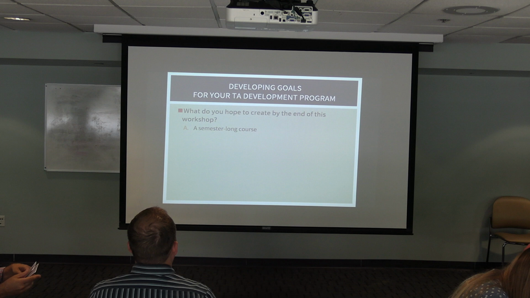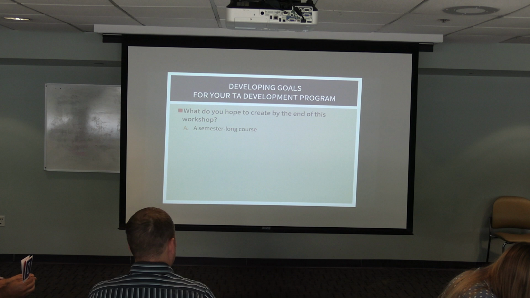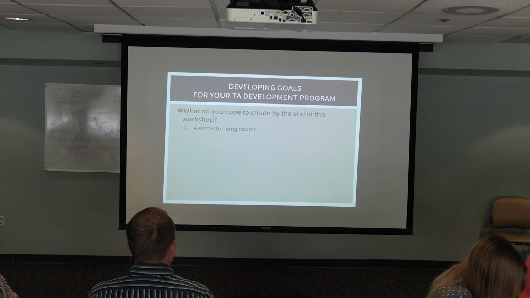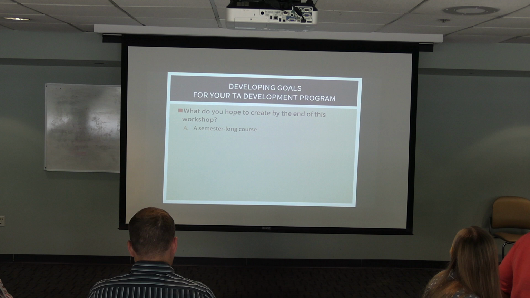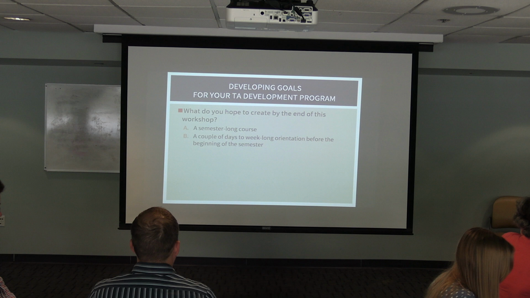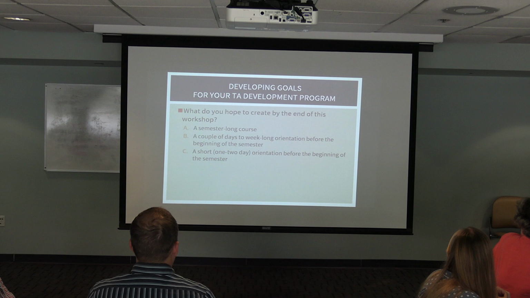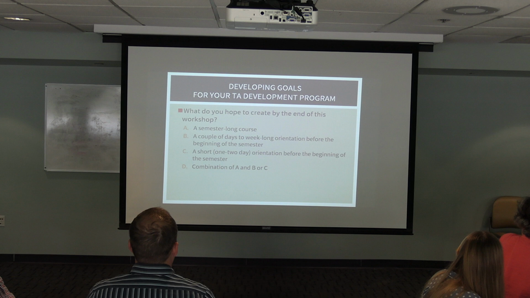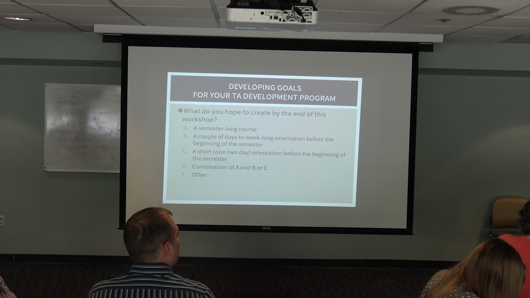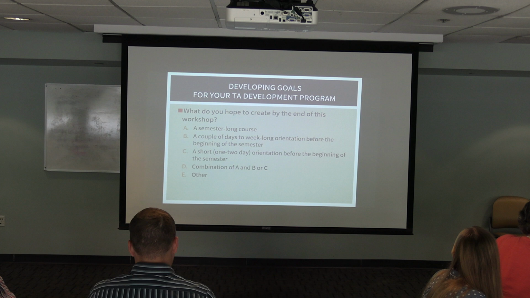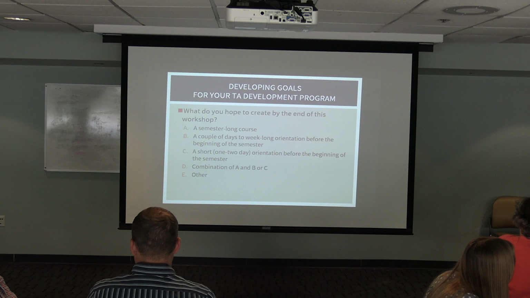I'm going to put the question up and give you a minute to think about it, and then I'll say 1, 2, 3, and we'll vote by holding up what we want to show. A is a semester-long course for our GTAs. B is a couple of days to a week-long orientation before the beginning of the semester. C is a short one or two day orientation before the beginning of the semester. D is some combination of A, B, or C. And E is other. You don't have an E, so we vote E by showing just the white inside of the paper. So think for 30 seconds about which of those most closely aligns with your goal.